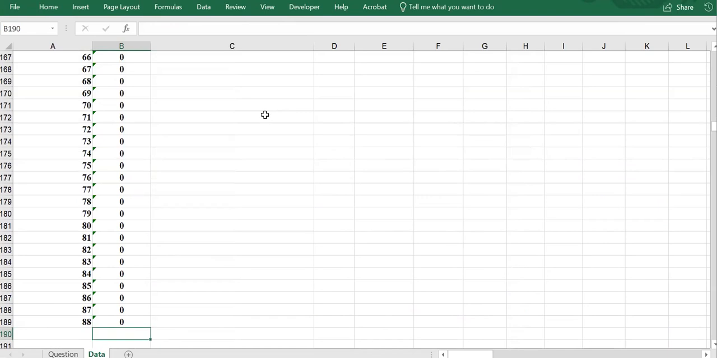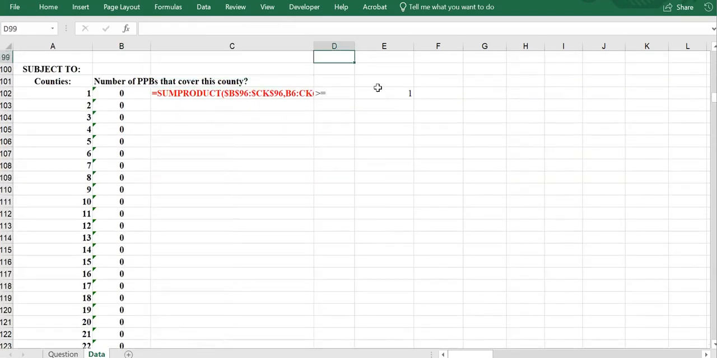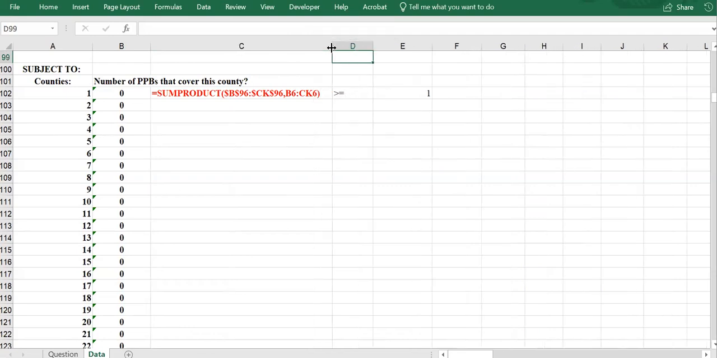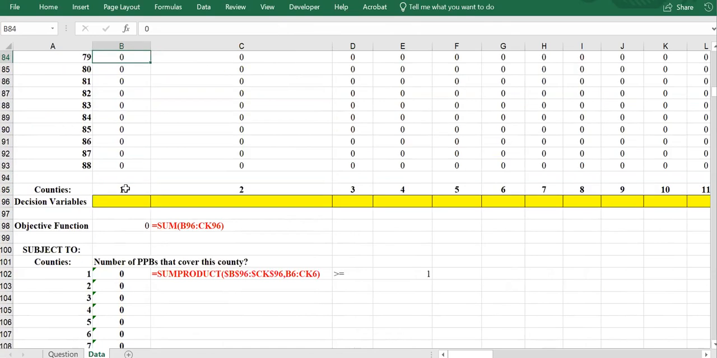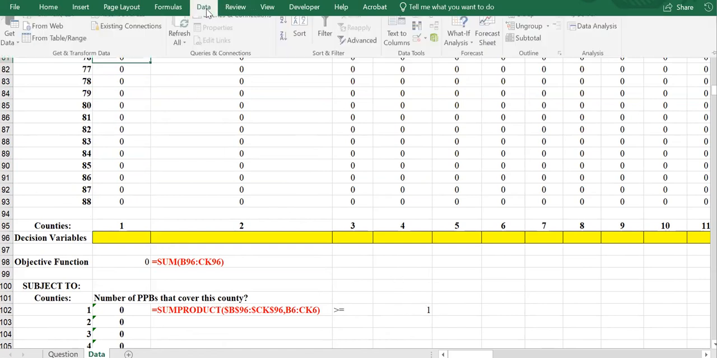And I want every single one of them to be greater than or equal to 1. I'm not going to copy the formula because in our solver we can just type 1. That's what we want to do. So everything is ready. We have the decision variables, objective function, and the constraints. The left-hand sides and the right-hand sides for all of them is going to be 1. So let's go to the solver.